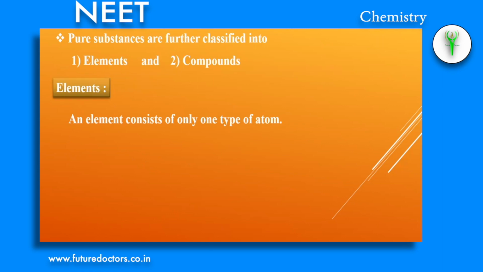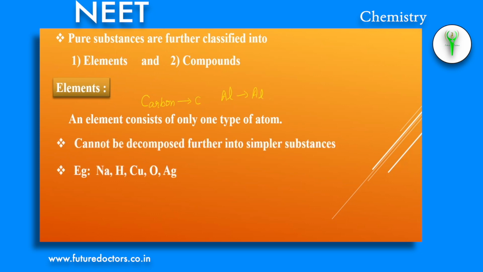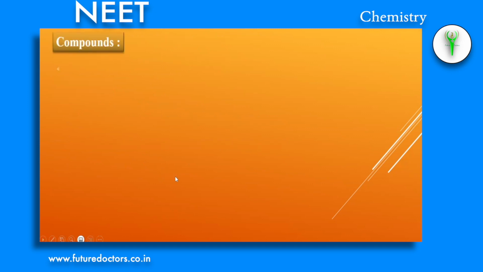An element contains only one type of atom. For example, carbon is an element, a pure substance. It contains only carbon atoms. Aluminium contains only aluminium atoms. An element consists of only one type of atom, so it cannot be decomposed further into simpler substances. Examples are sodium, hydrogen, copper, oxygen, silver. These are pure substances.